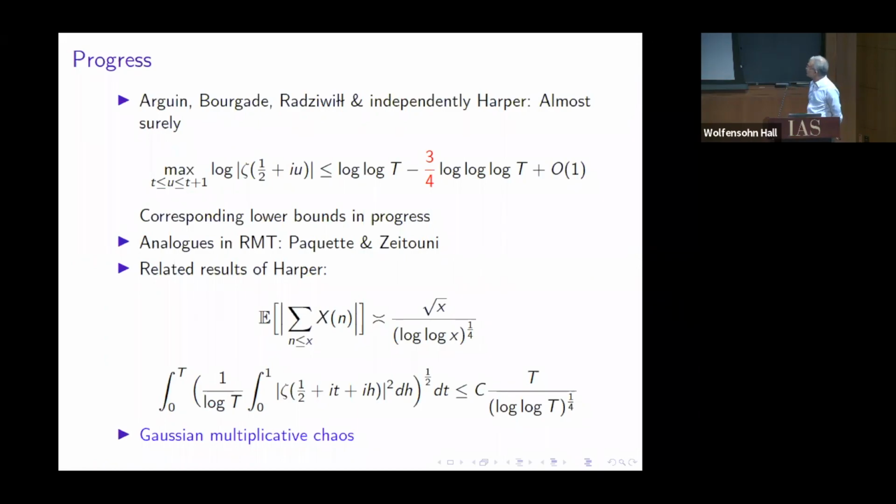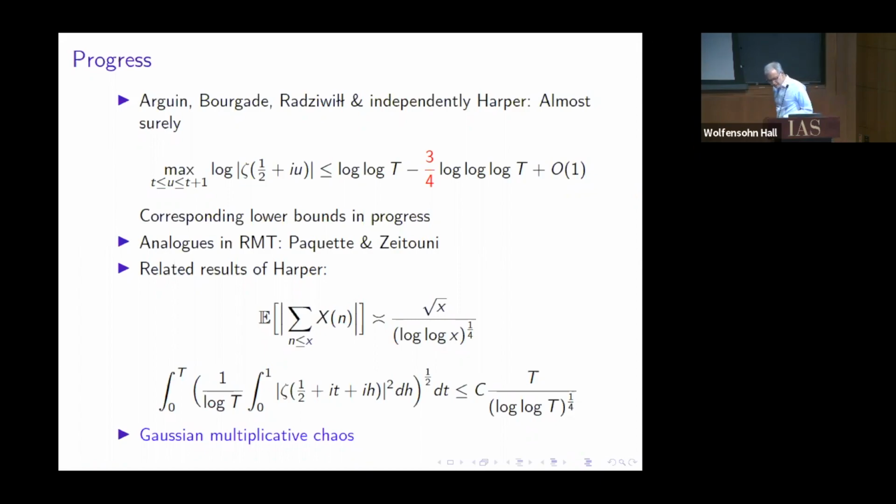There are analogs of this in random matrix theory, which are also understood. In some cases, there's more progress. There's been more progress on the number theory side than even on the random matrix theory side. There are other related results of Harper on random multiplicative functions. Maybe Adam will talk about this tomorrow.